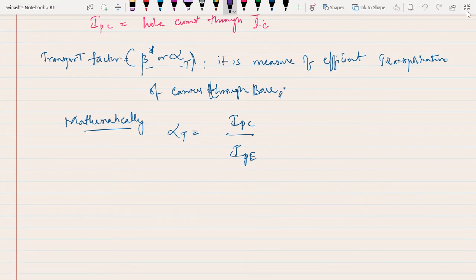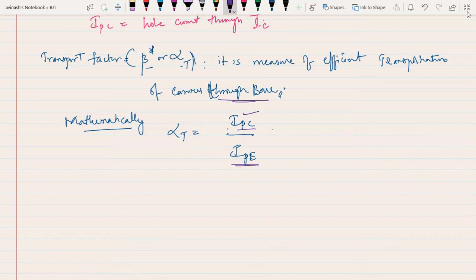In the previous class we discussed this transport factor. As I already said, transport factor is a measure of the efficient transportation of carriers through the base. What are the different currents passing through the base? The total current from emitter to collector is IPC and from emitter to base will be IPE. This IPE current ends up in the base, and from that base the whole current is traveling to the collector. So this is called the total current IPC. Transportation of carriers through base: IPC upon IPE.